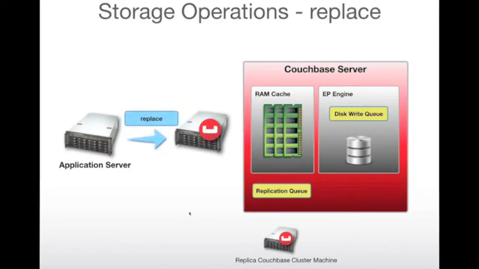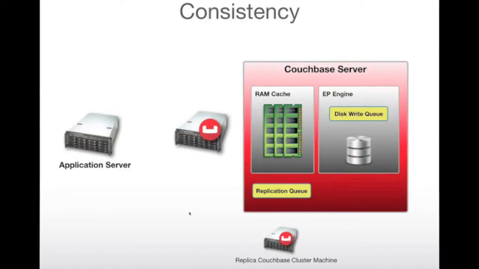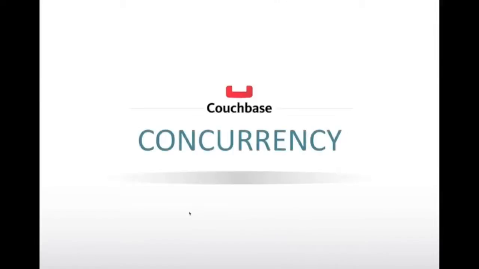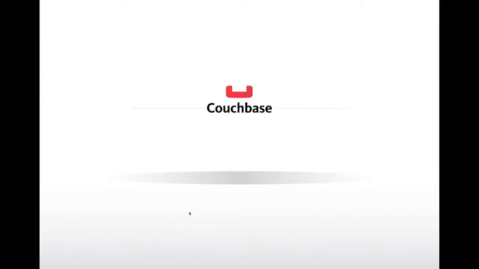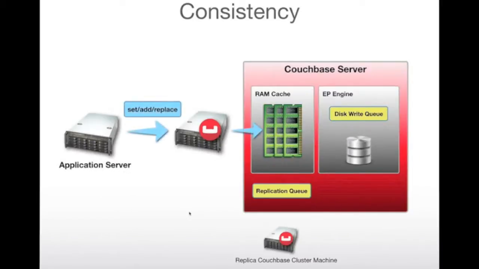So all right, consistency. Whenever you do these operations, a set, add, or replace, even while it's still in the disk write queue, you can still do a get operation. It's consistent. As soon as you've done that write to RAM cache, if you do an immediate get, it'll read your write. So we are a consistent database. Every time you do an update operation, if you do a get right afterwards, it will always be the new value. We don't have eventual consistency for data.